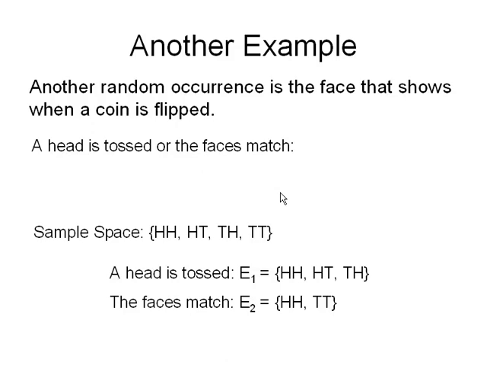I could also talk about the event a head is tossed or the faces match. So now you see that or in there, so that means I'm doing union. So E1 union with E2. When I put all of those together, I get HH, HT, TH, and TT, and that's the entire sample space. So this particular event would be a certain event. When you toss these 2 coins, you're certain to get a head or the faces match.